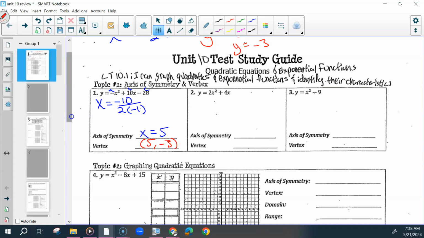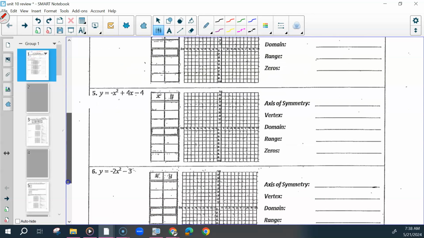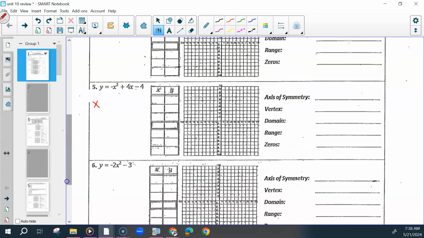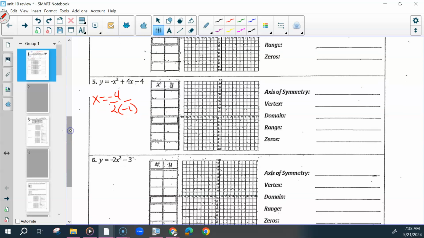Questions on that before we do number 5? We're going to start off the same way, finding the axis of symmetry for number 5. So that would be negative 4 over 2 times negative 1. What would that axis of symmetry be? Positive 2, x equals positive 2.